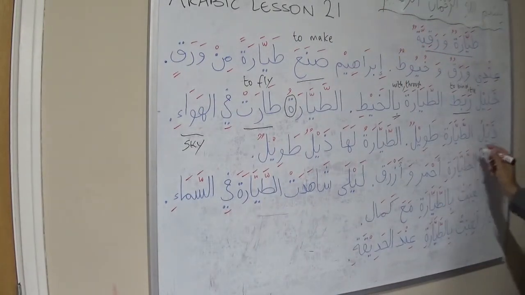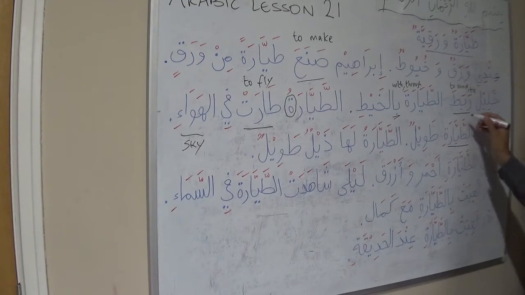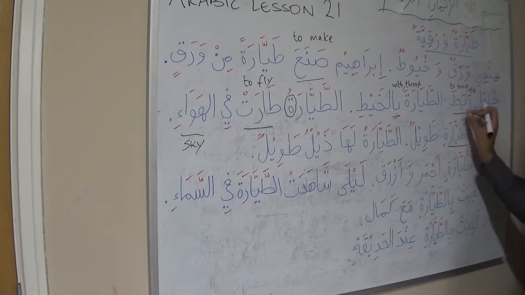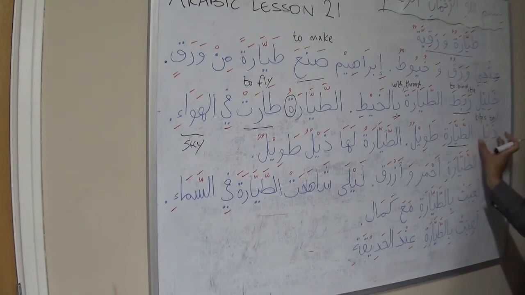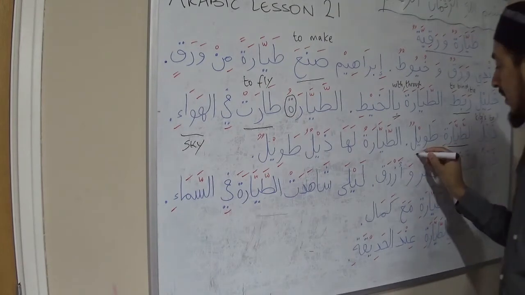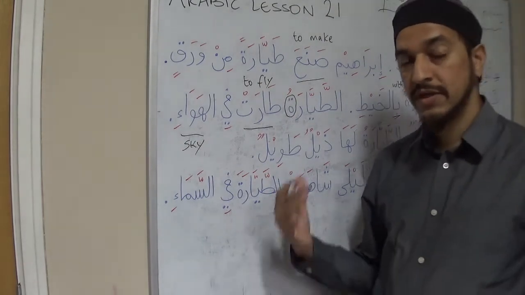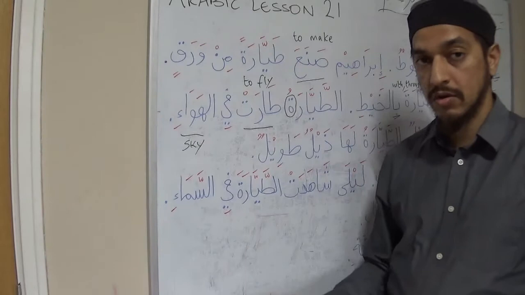ذيل الطيارة, so this is possession. Tail of the kite, the kite's tail. One possesses the other. ذيل الطيارة. You can see there's no alif lam there. This one has to be in that form without an alif lam. And here we have the alif lam form, so we're specifying something. The kite's tail is, and we're just saying something about it. So طويل can also be used as an adjective. Here it's not used as an adjective, but here we're saying the kite's tail is long.